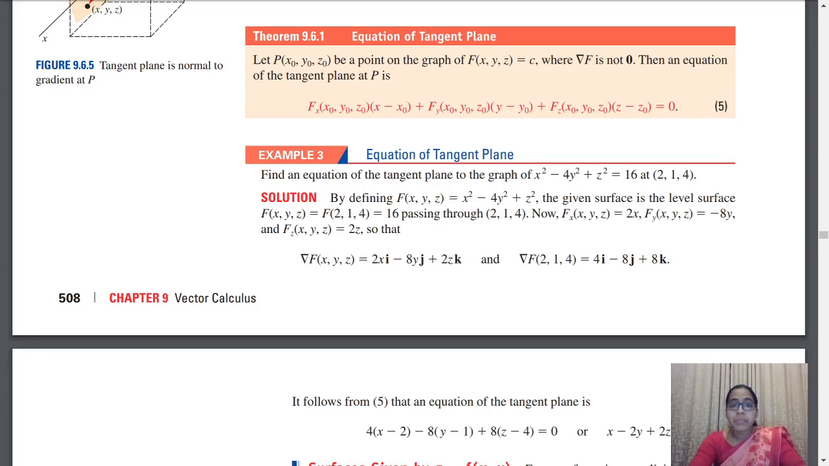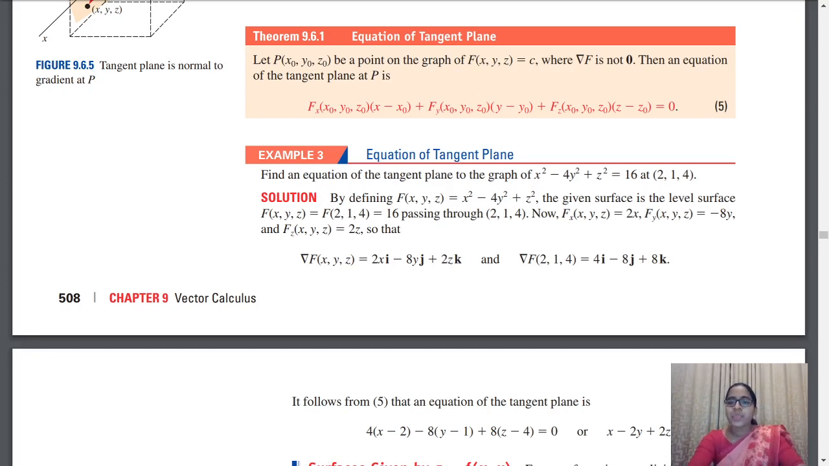Now before applying the equation, we have to note one thing, that grad f should not be 0. So we have to calculate grad f. As we have determined fx, fy and fz, grad f is not difficult. We just have to put i, j and k. So grad f of x, y, z will be 2x i minus 8y j plus 2z k. Now what is grad f at the point (2, 1, 4)? It will be 4i minus 8j plus 8k. So this is not equal to 0, so we can apply the above theorem.